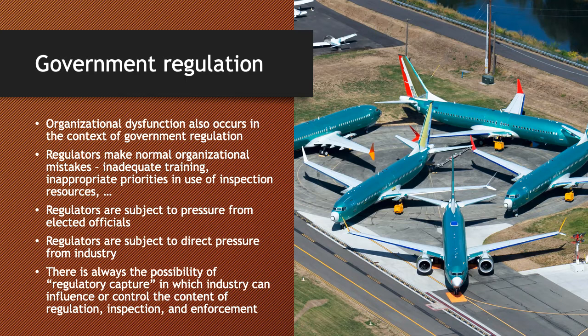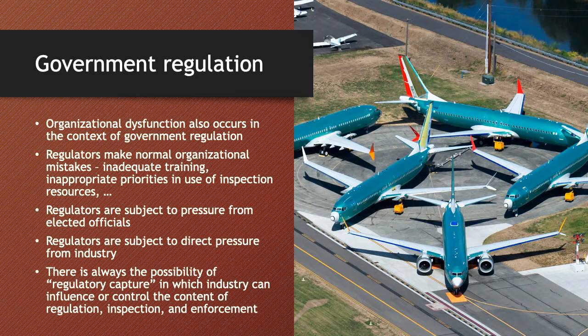And a lot of the same organizational dysfunctions that we can identify in private corporations also occur in the context of government regulation. So regulators make the normal kind of routine organizational mistakes, like inadequate training, inappropriate priorities, misuse of inspection resources, decision making within the organization that we might say objectively is a bad match to what the primary purpose of the agency is.